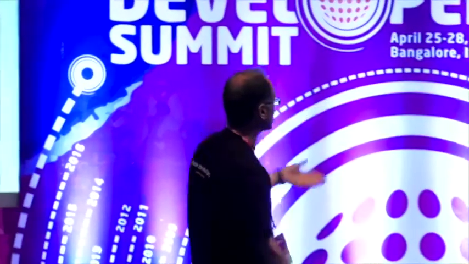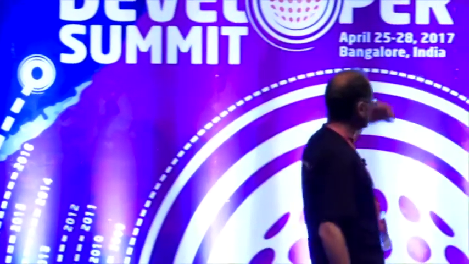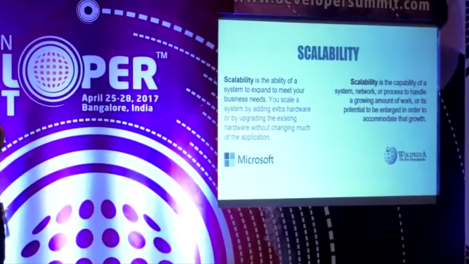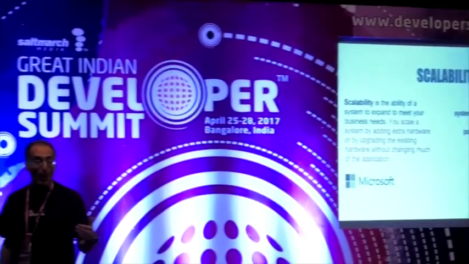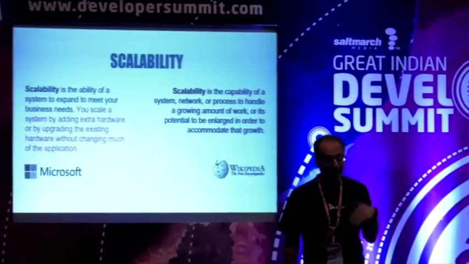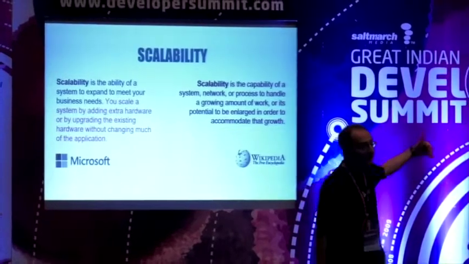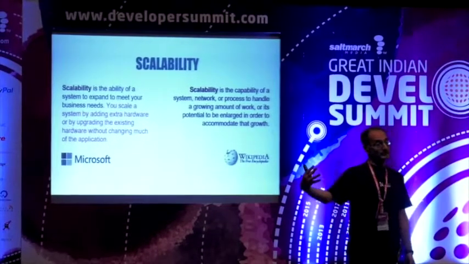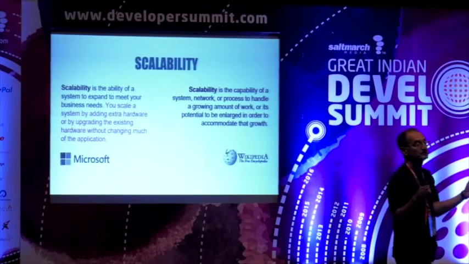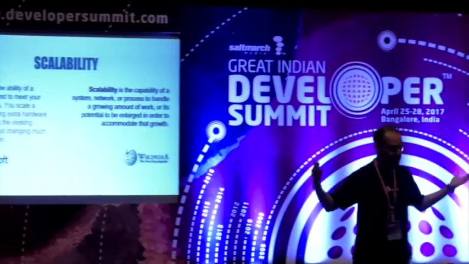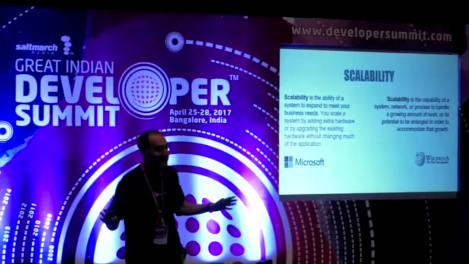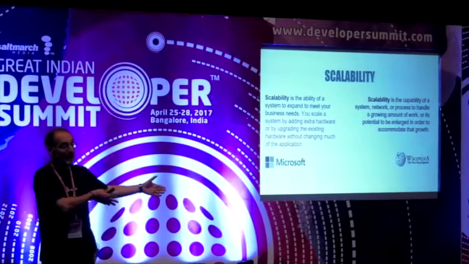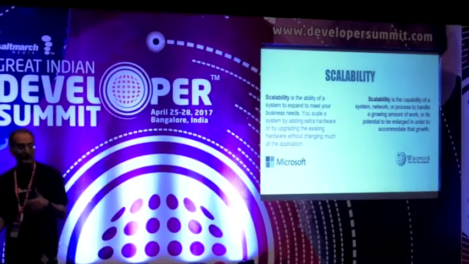And here is another definition taken from Wikipedia. Scalability is the capability of a system, network, and so on, to handle a growing amount of work, or its potential to be enlarged in order to accommodate that growth. A growing amount of work. Keep this in mind as an excellent, abstract, yet working everywhere and every time definition as far as scalability is concerned. It's about how your system handles a growing amount of work.